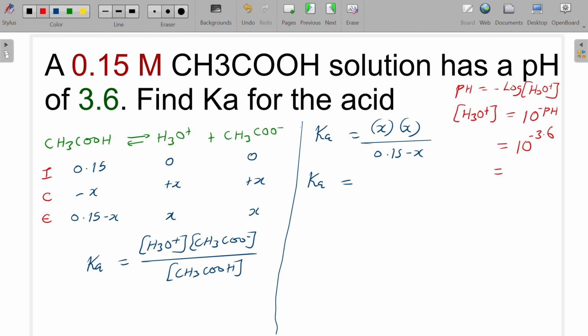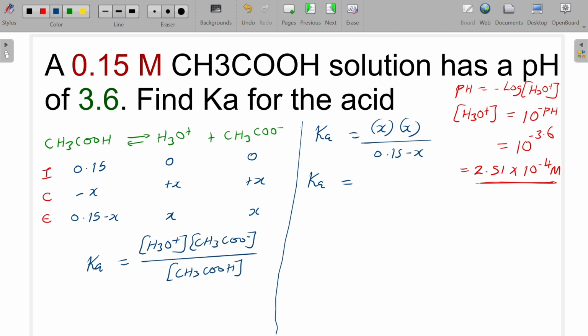And when we do that, according to my calculator here, what I'm getting is 2.51 times 10 to the power of minus 4 molar concentration. So this is the value that we are getting for the hydronium ion concentration, which is also the value of x.